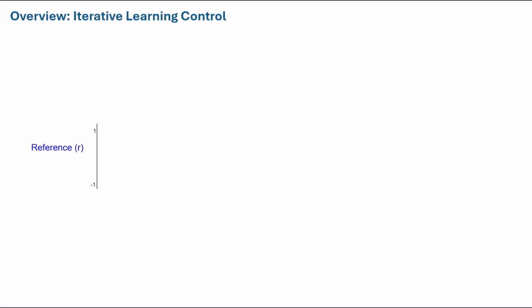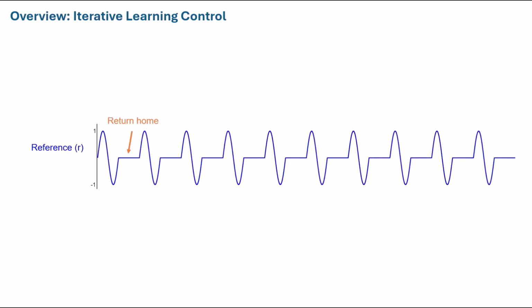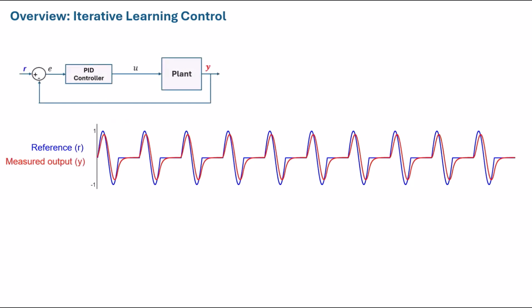Let's use a simple example to illustrate how ILC works. Consider a system that needs to perform a task repetitively, where it must accurately follow a reference trajectory and then return to the home position at the end of each cycle. For such repetitive tasks, starting from the same initial condition each time, ILC is well suited and can often provide better trajectory tracking than what a PID controller can achieve alone.